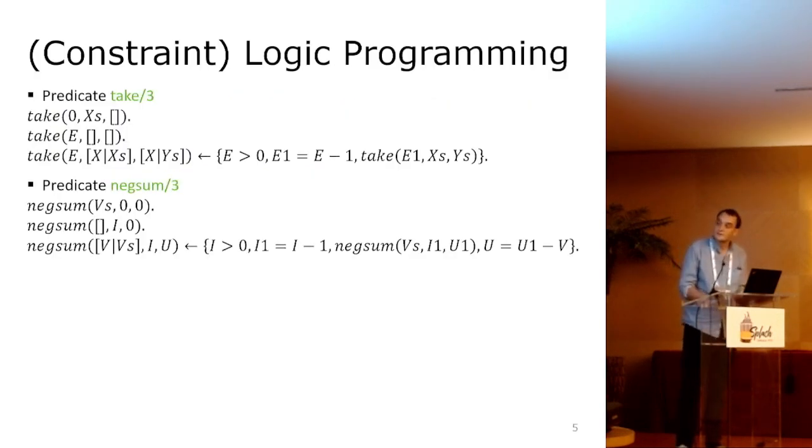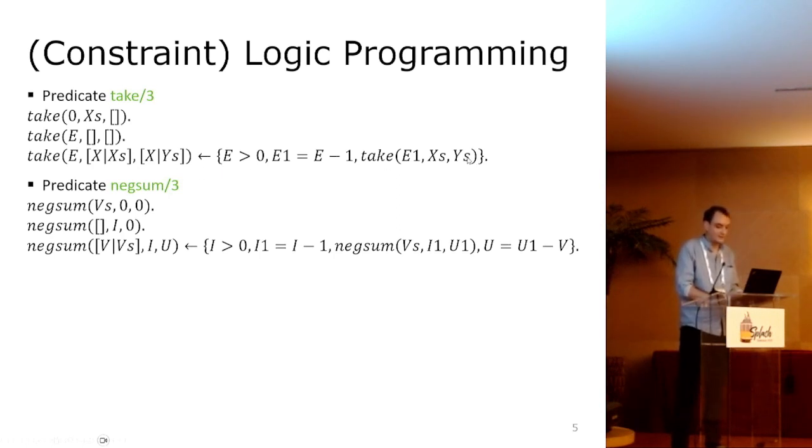So first, let us take a step back and consider the formalism which we'll be using here. And let us consider this example where we have two predicates, take and next sum. The first predicate, take, computes simply in its third argument. A call to take succeeds when its third argument represents the first elements of the list in the second argument. And the third argument is thus a sublist of the second argument, but restricted to the E, where E is the first parameter here, first elements.